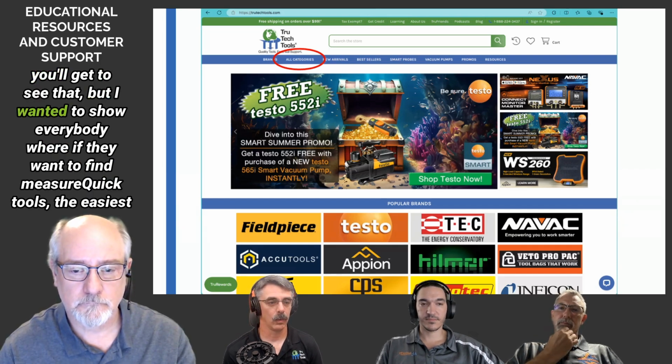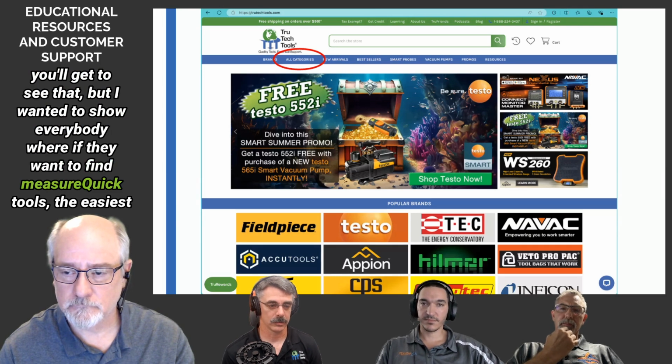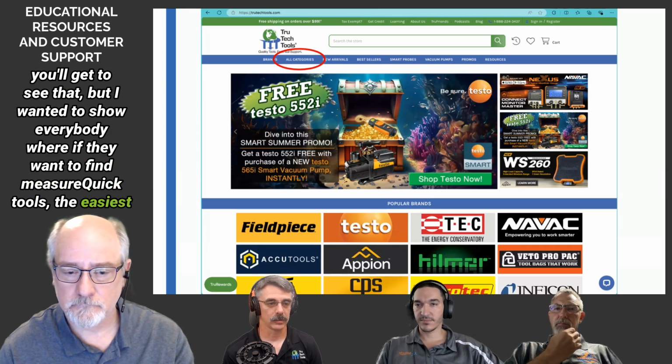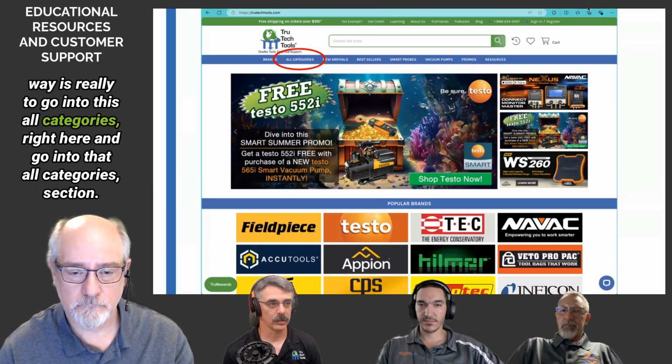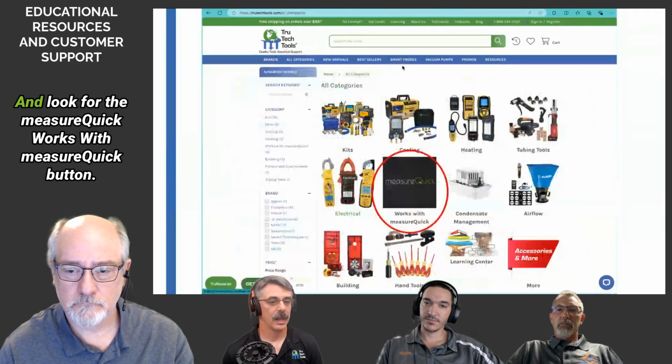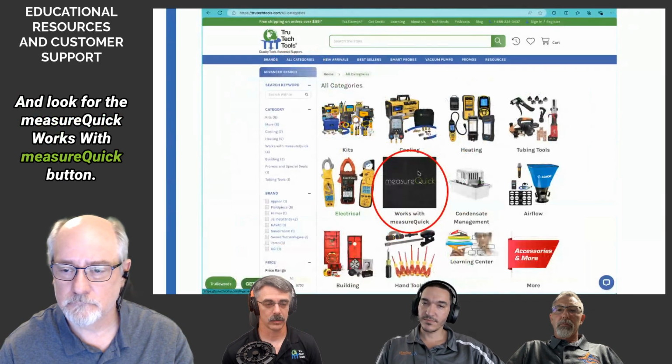But I wanted to show everybody where, if they want to find measureQuick tools, the easiest way is really to go into this all categories section and look for the measureQuick works with measureQuick button.